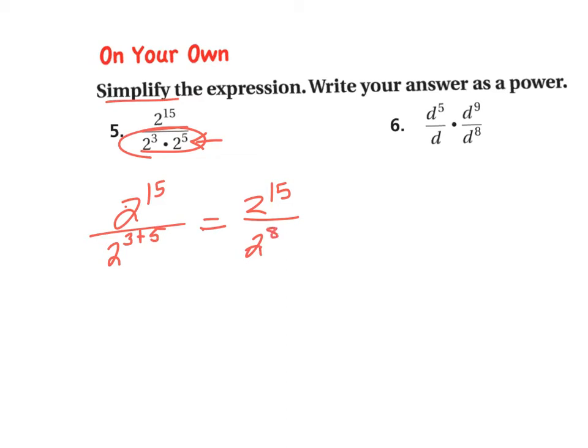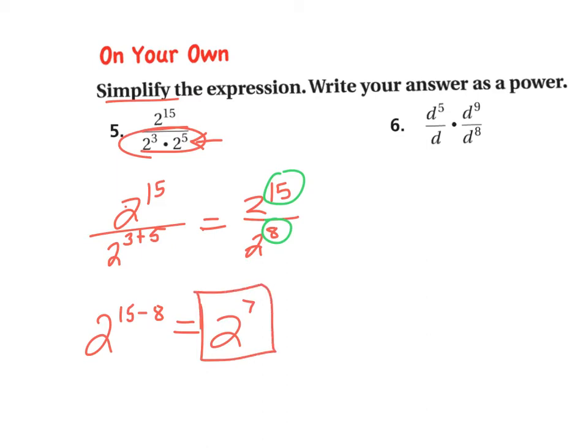So now that I have that, I can do the division. Division means I just subtract the exponents. So I'm going to have 2 to the power of 15 minus 8, which gives you 2 to the power of 7. All right, let's look at number 6.